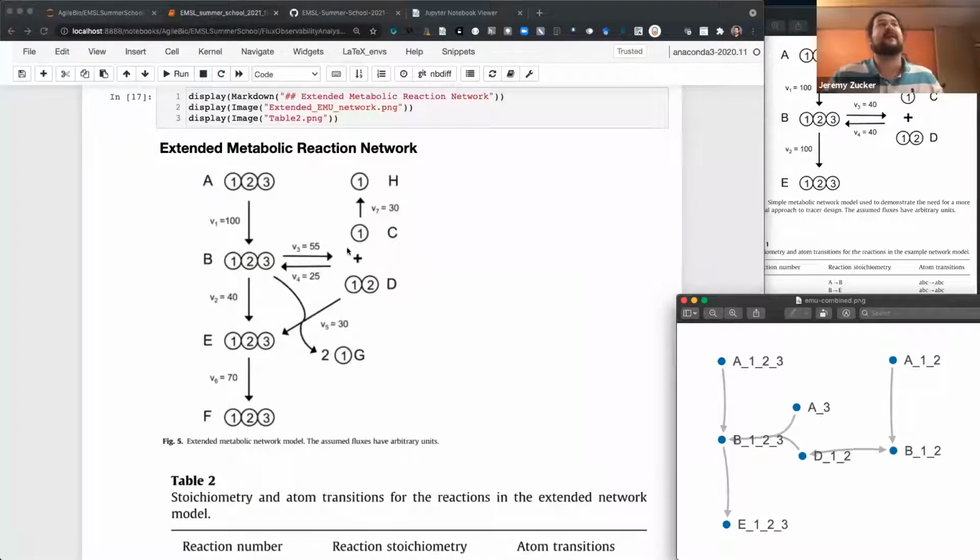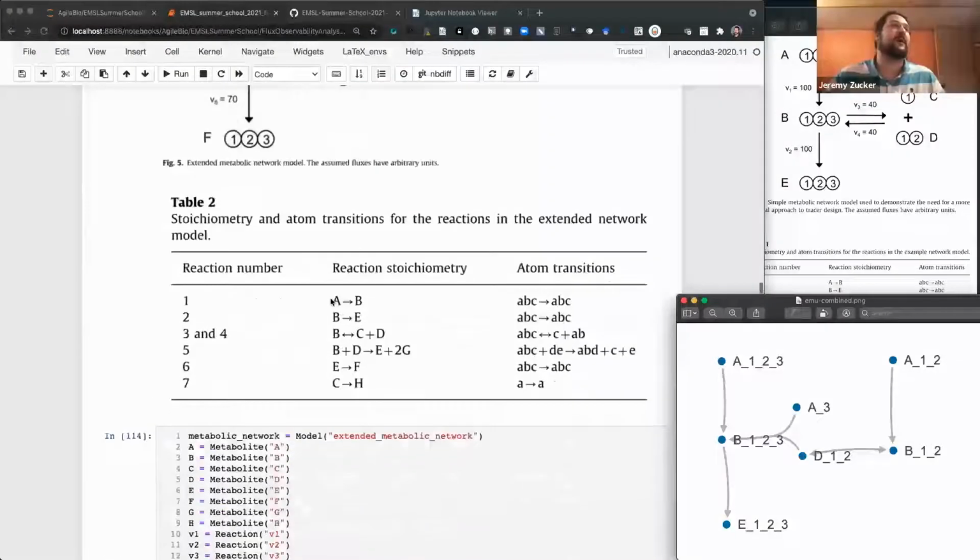The point is that if we extend the model, so here's our original model, right, going back to E, but if we now extend it so that C1 can escape and D can combine with B to form E and two units of G, and then we allow E to go to F, then we now have much richer EMU basis vectors and EMU pathways.